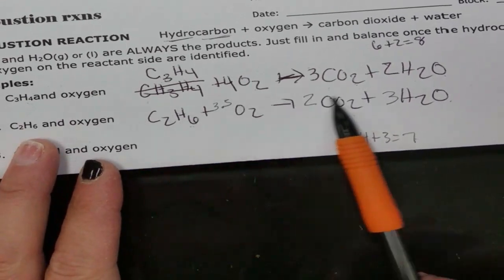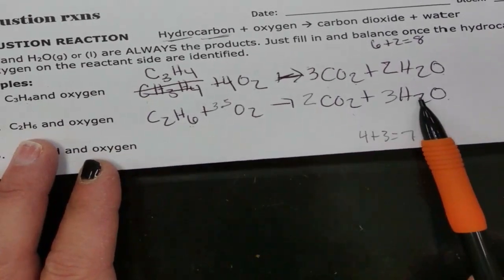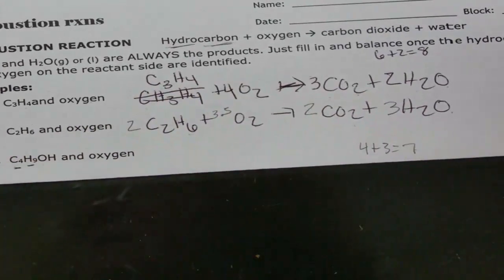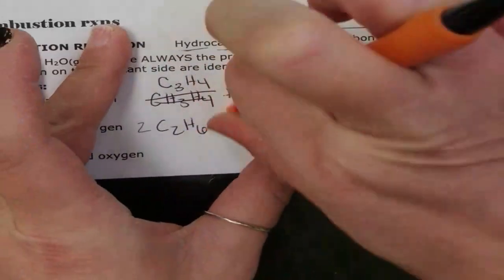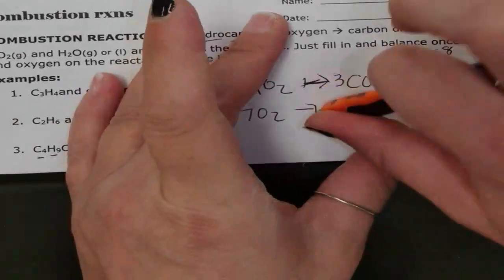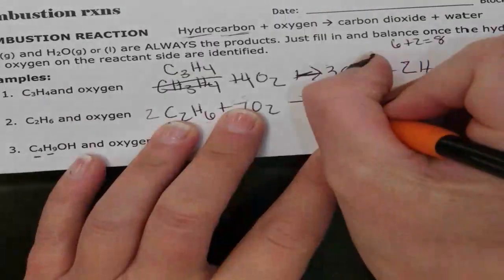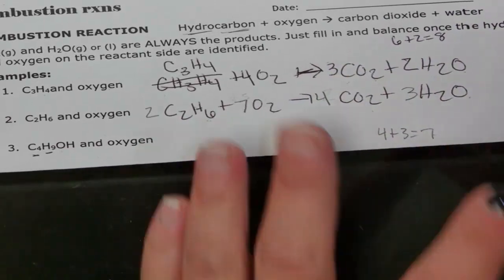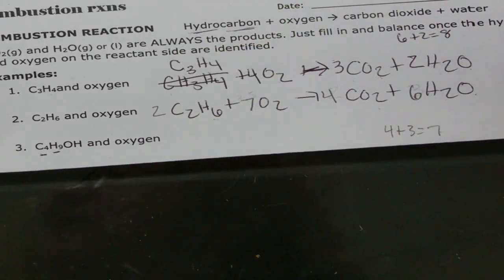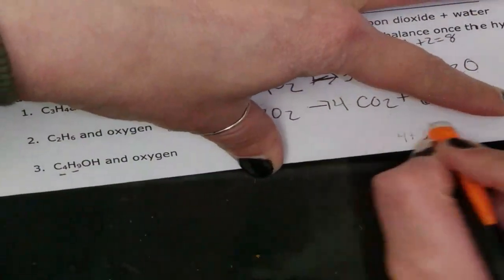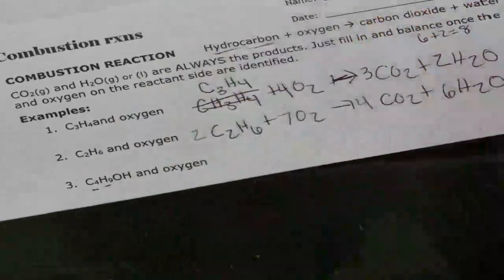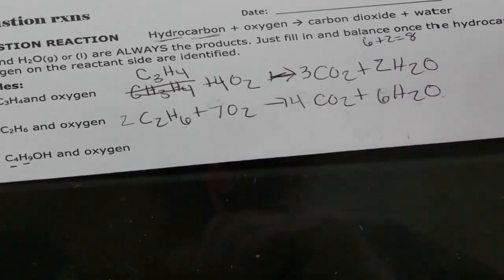I am going to multiply this entire reaction by 2. So 1 times 2 is 2. 3 and a half times 2 is 7. 2 times 2 is 4. And 3 times 2 is 6. All right. So sometimes it's easier to balance with a half and then go back and multiply the entire reaction by 2.